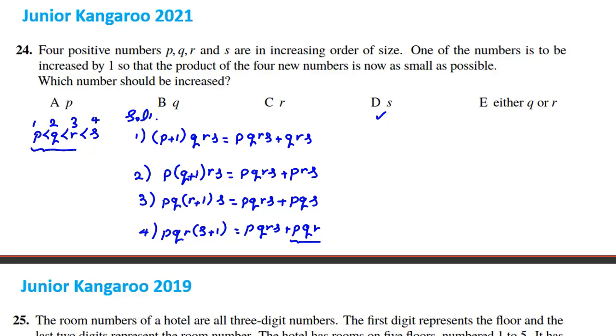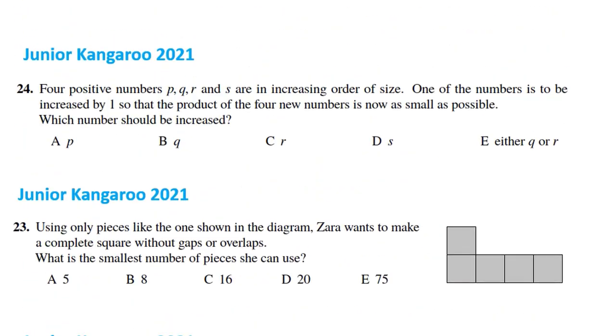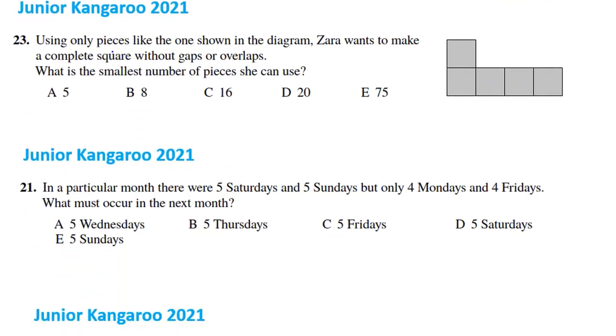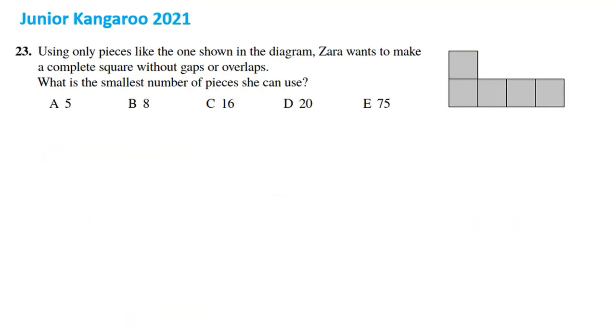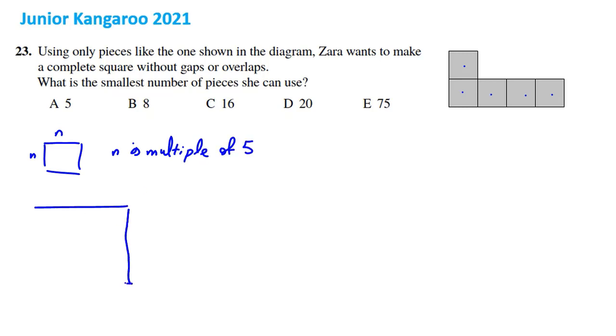Now, okay, let's solve the next problem. Using only pieces like the one shown in the diagram, Zara wants to make a complete square without gaps or overlaps. What is the smallest number of pieces she can use? Okay, if we count 1, 2, 3, 4, 5, so we can tile an n by n square only if n is a multiple of 5. So let's check first 5 by 5.